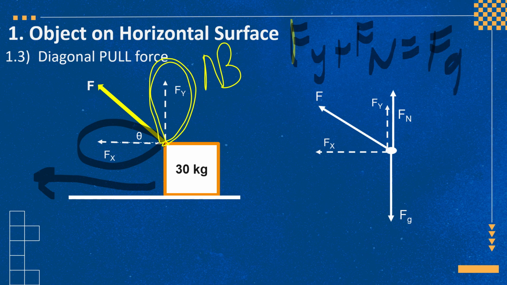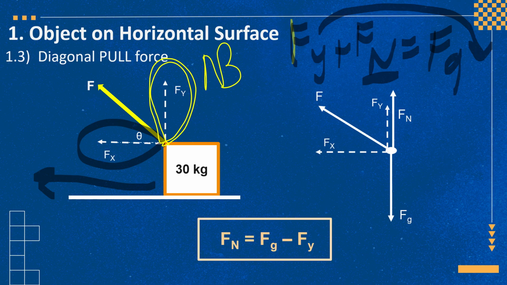Now, if you want to get Fn alone, remember we are trying to find an equation for the normal force. So we want Fn alone. That means that we need to take Fy to this side. So Fy will become minus Fy. And remember I said that I predict that the normal force will be a little bit smaller.